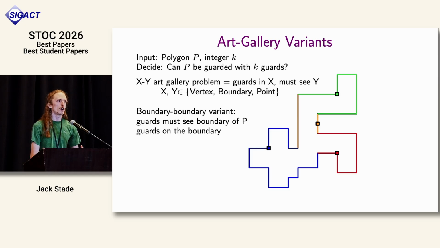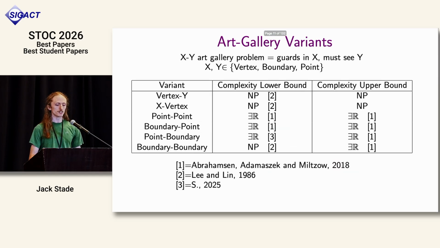And so why do we care about this variant? Well, if we look at these 9 variants, here's what's previously known about the complexity. We can see that if X or Y are the vertices, then this problem is known to be NP-complete. It just becomes a discrete problem in that case. But then the remaining 4 variants are continuous in some sense, and so it's less obvious that we can give an easy to verify certificate for them.